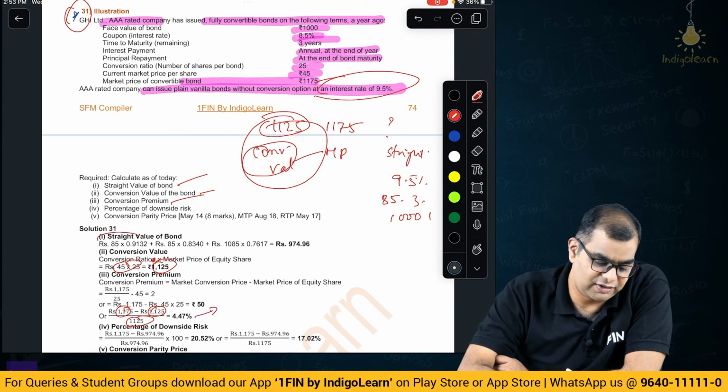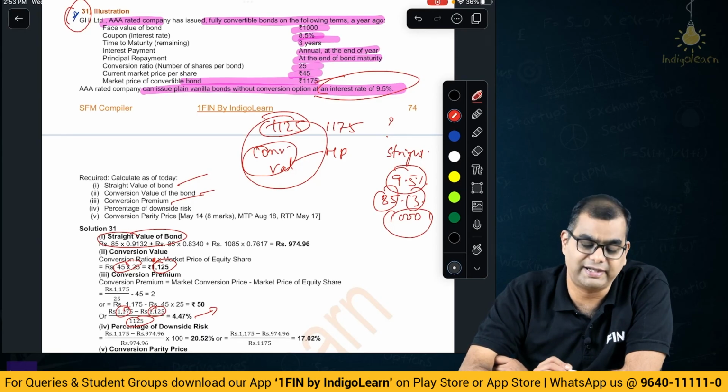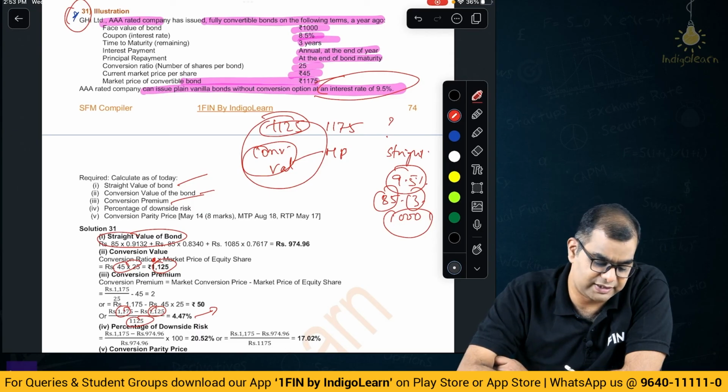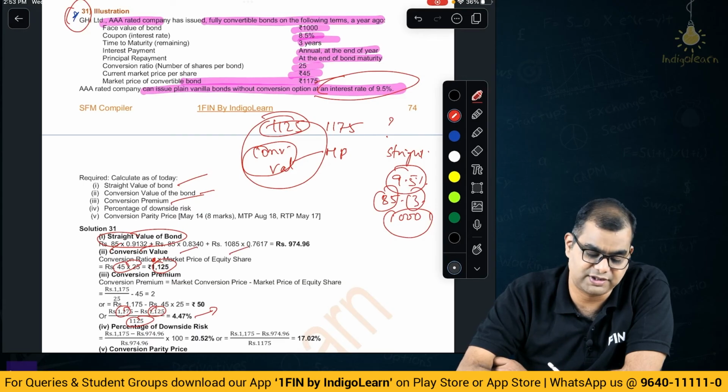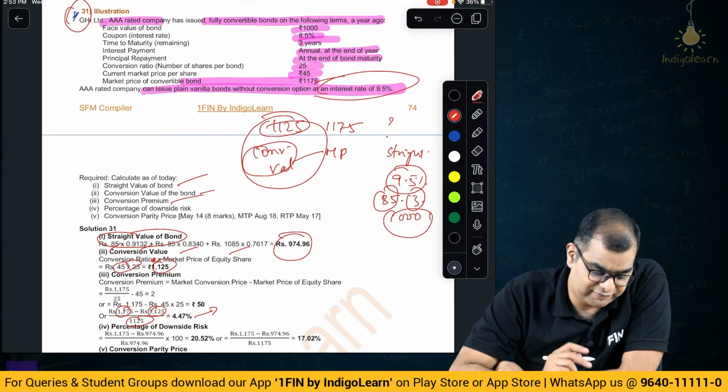Now what is the straight value of the bond? Straight value of the bond is very simple. This 9.5%, 85 for 3 years, and 1000 in the third year at 8.5%. So you get basically 85 into 9.132, plus 85 into 0.834, plus 1085 into 0.7617, you will get 974. So 974 is the value of the bond, straight value of the bond.